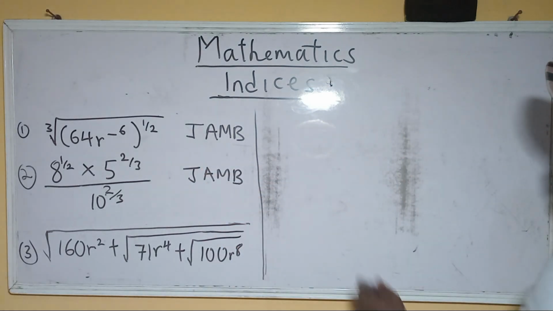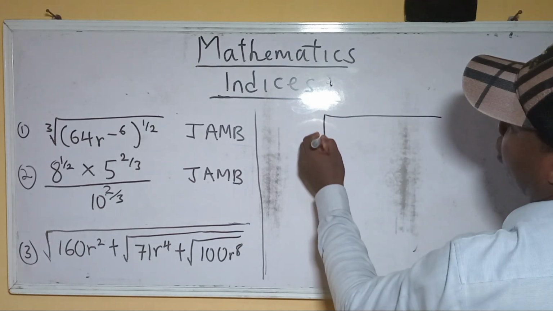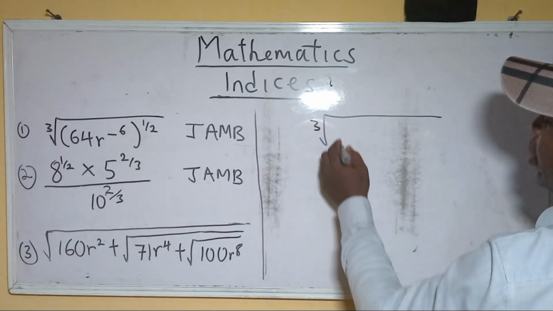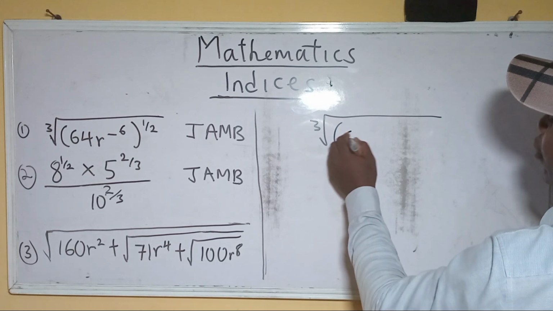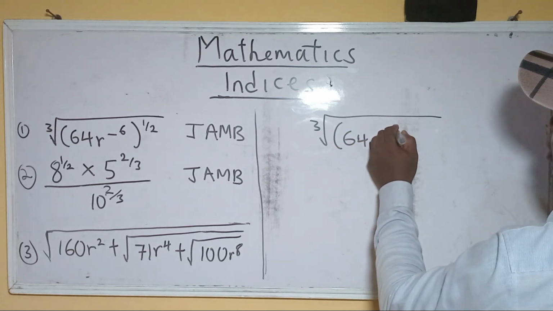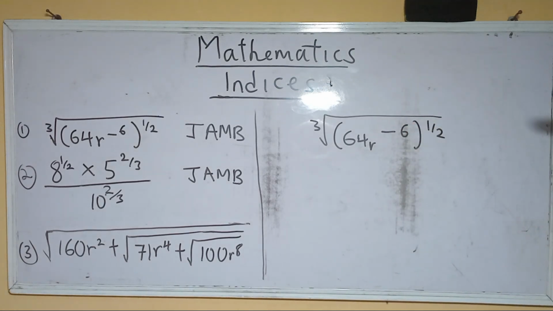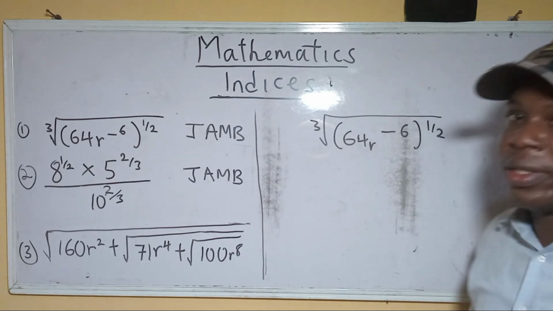Number one, I have the square root of the cube root of (64r^-6)^(1/2). If you want to solve this, you remove the cube root first.